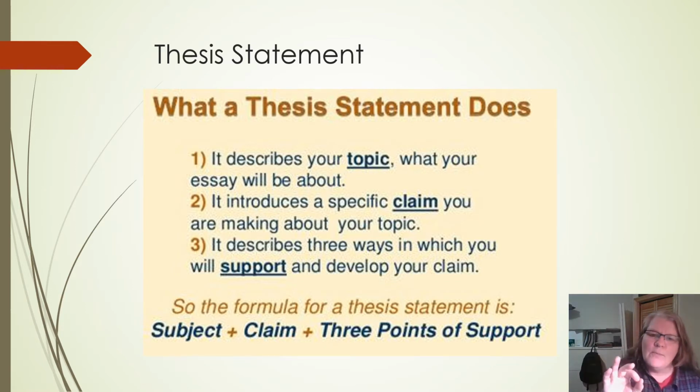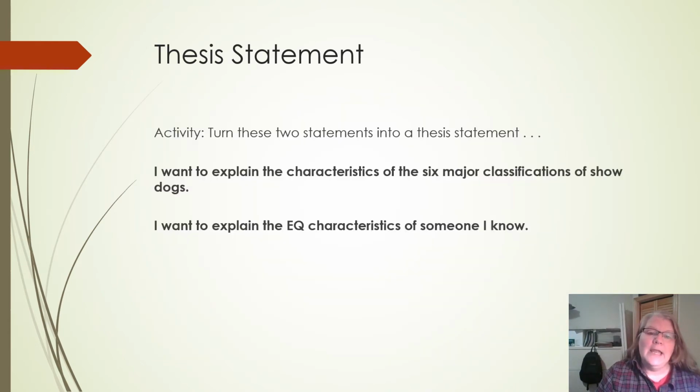So this is the formula that I want you to follow as you're writing your thesis. The subject or the topic, the claim that you're making, and the 3 points that are going to support it. So for example, my subject is going to be my friend Melissa. And my claim is that she has emotional intelligence, and then my thesis statement should give you 3 reasons to support that claim. So let's pause again.